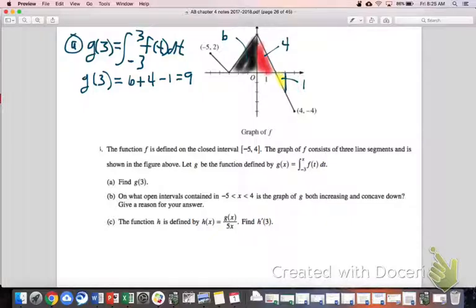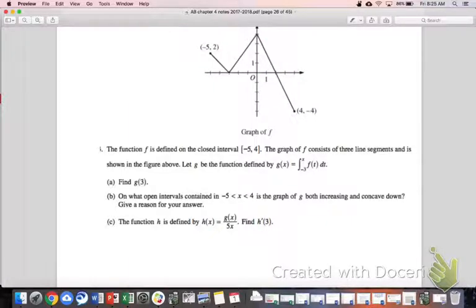Okay, I do want to show you one other thing, though. Does this make sense? I hope that it does. So here is the other thing I'd like to show you. Let's say we had a question D. Let's say question D said this: find g prime of negative 3.